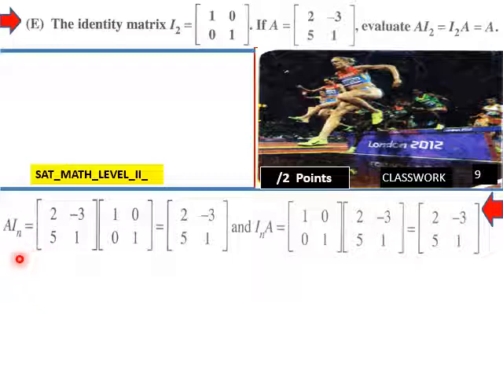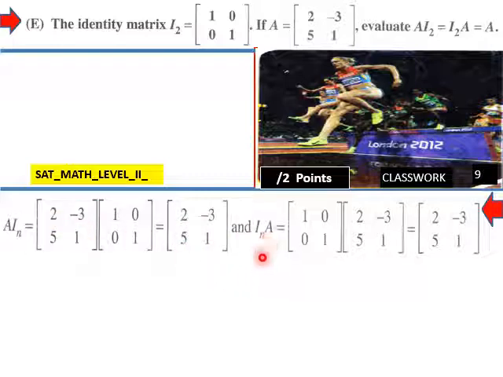So A times the identity matrix, here's A, and then here's our identity matrix here. So we go 2 times 1 plus -3 times 0 gives us 2. And then 2 times 0 and -3 times 1 give us -3 here. And then down here we go 5 times 1 plus 1 times 0 will give us 5. And then 5 times 0, then 1 times 1 will give us 1. So we end up right back to where we were.